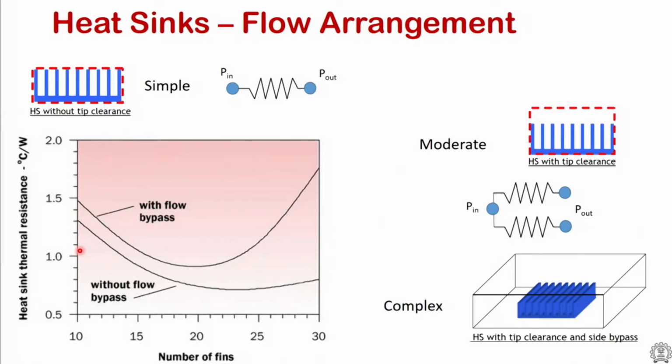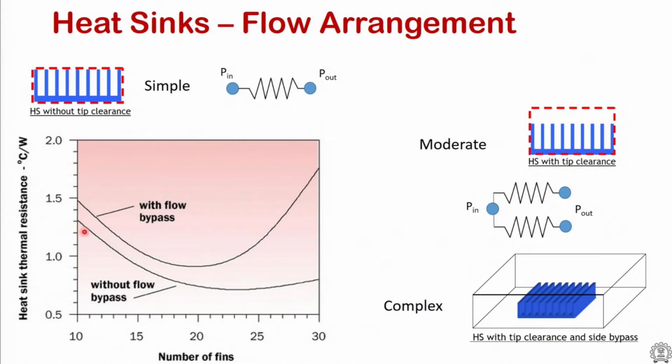To give you an idea, what is plotted here is the heatsink thermal resistance, which is the temperature at the bottom of the heatsink minus the ambient temperature divided by the power dissipated by the heatsink itself. That is the heatsink thermal resistance plotted against the number of fins: fin 1, 2, 3, 4, 5, 6, and so on. Looking at the bottom curve, it is the case where there is no bypass.